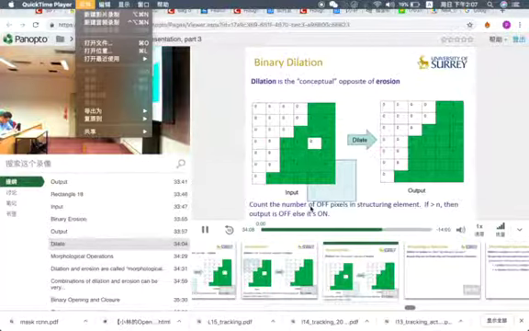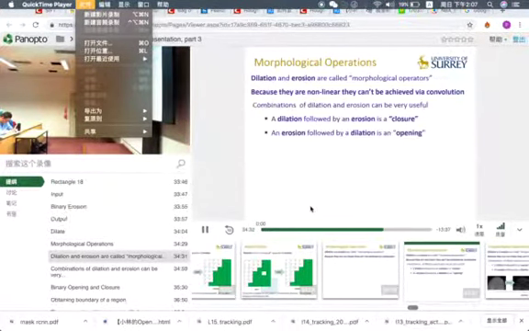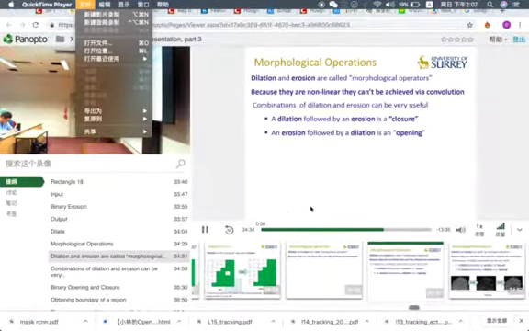But notice that although they're conceptually the opposite operators, they're not the inverse of one another. Because eroding the object and then dilating it with its conceptual opposite operator hasn't restored the original image, it's given us something else, which in this case is the cleaned up image. So they're conceptually the opposite, but they're not the inverse of one another.